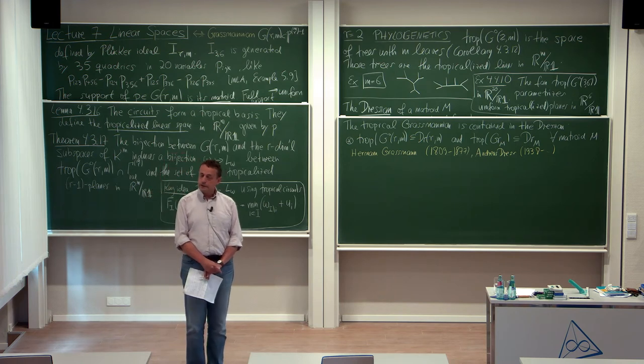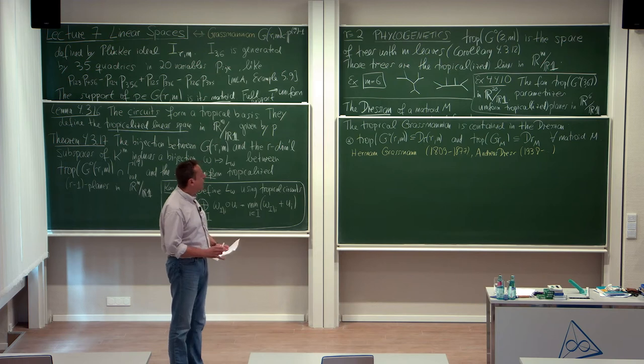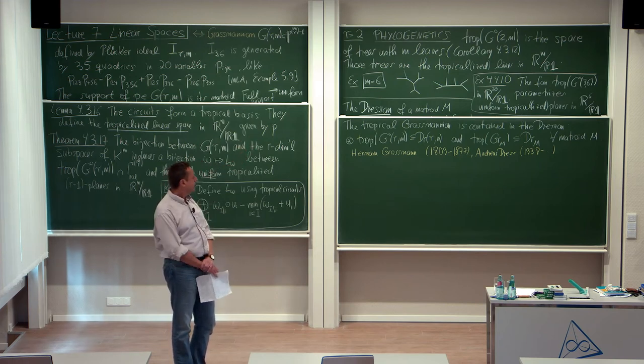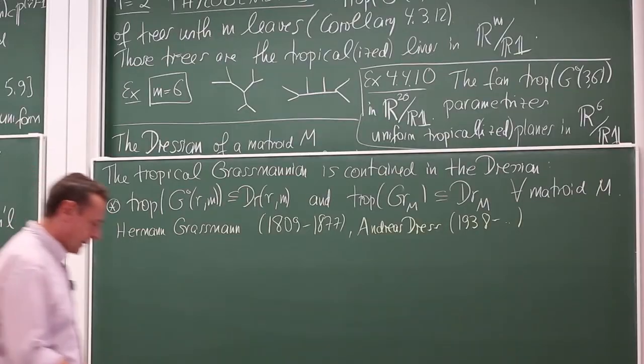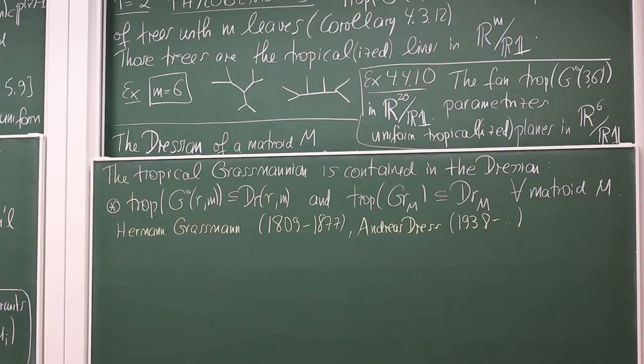He was a director of a joint institute between the Max Planck Society and the Chinese Academy of Sciences in Computational Biology. So he very much saw the connection to evolutionary biology. And even in that domain, he has been a great source of inspiration to me. So both Grassmann and Dress, very inspiring. And we're interested in the inclusion of the Grassmannian in the Dressian.